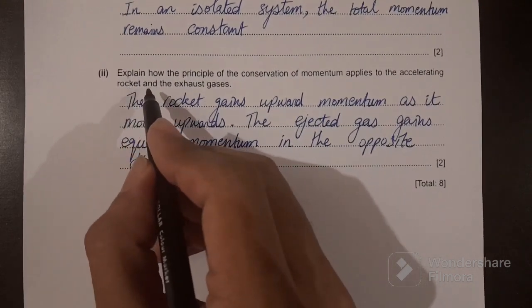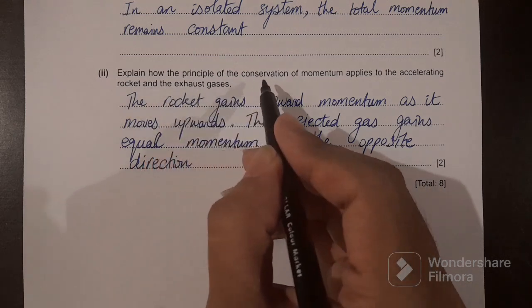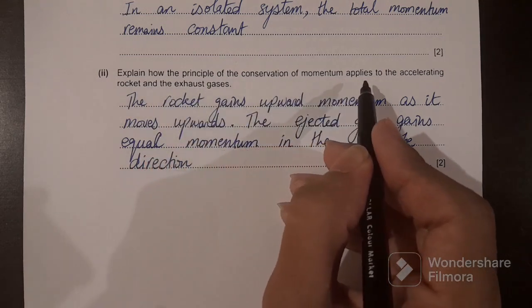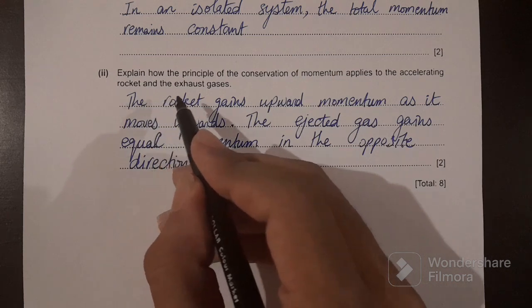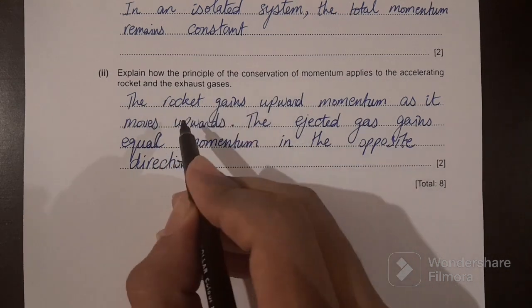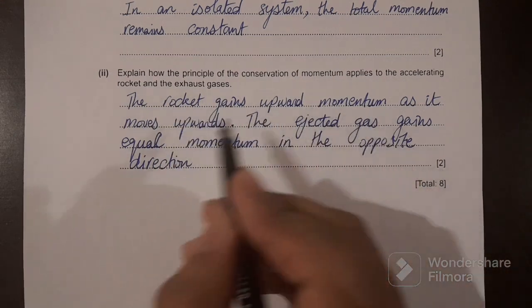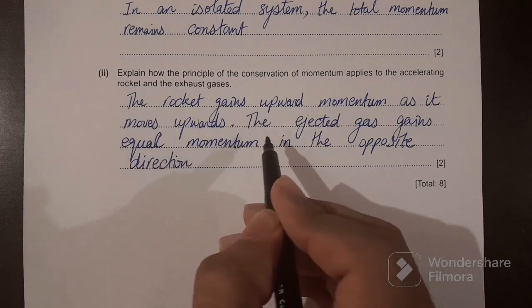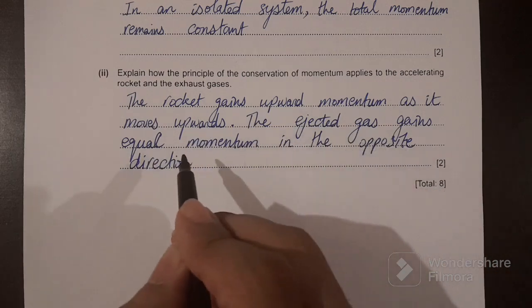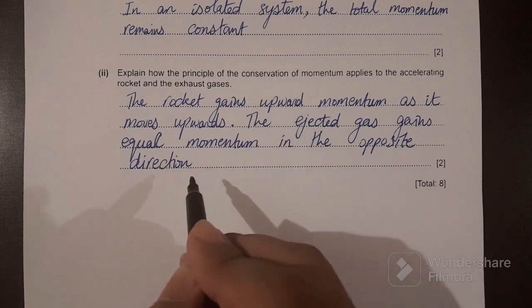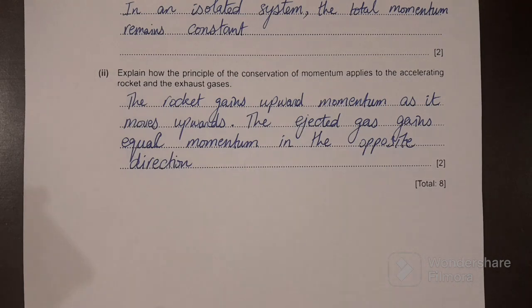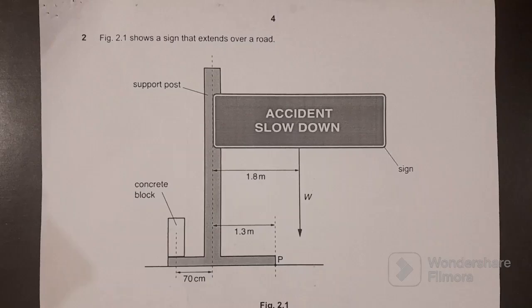Part 2 states explain how the principle of the conservation of momentum applies to the accelerating rocket and the exhaust gases. The rocket gains upward momentum as it moves upwards. The ejected gas gains equal momentum in the opposite direction. So this is what we will write in part 2.